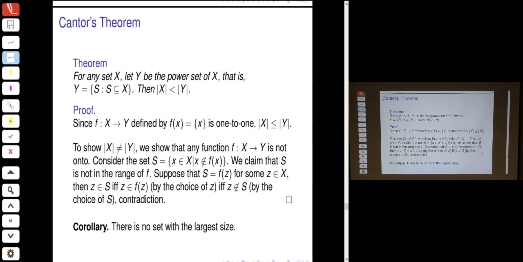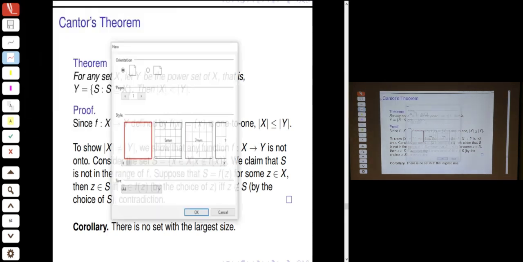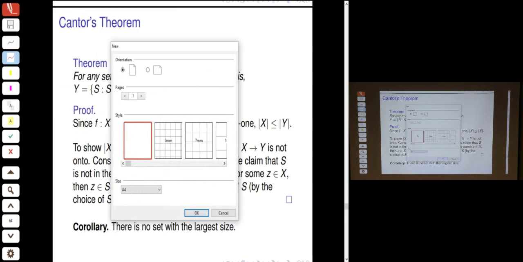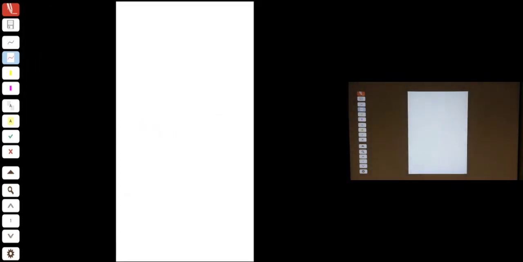Now let's do it again in much more detail with lots of examples. Yeah, abstract examples. I cannot give you concrete examples. So let me try. First let's look at an example about power set. Let's look at a simple example.